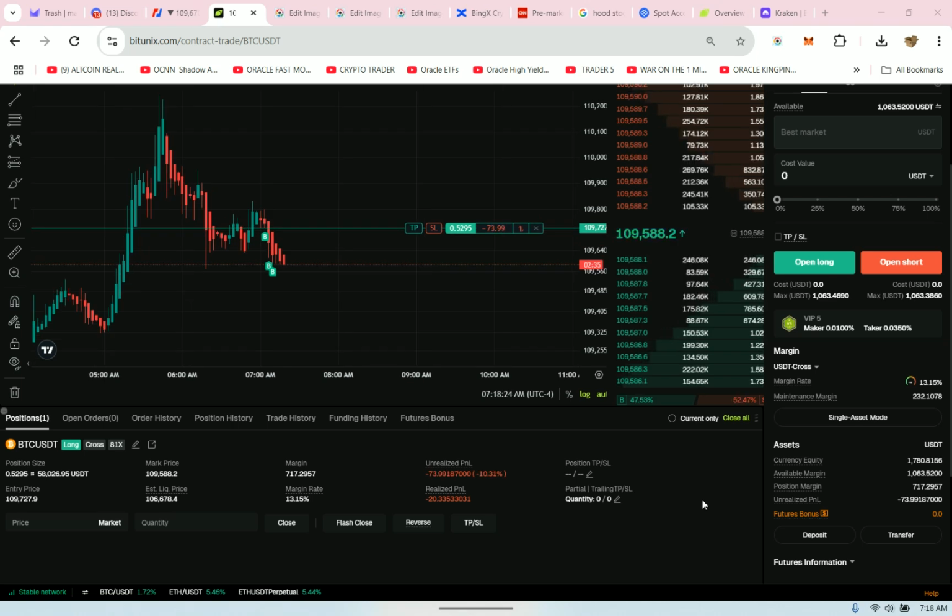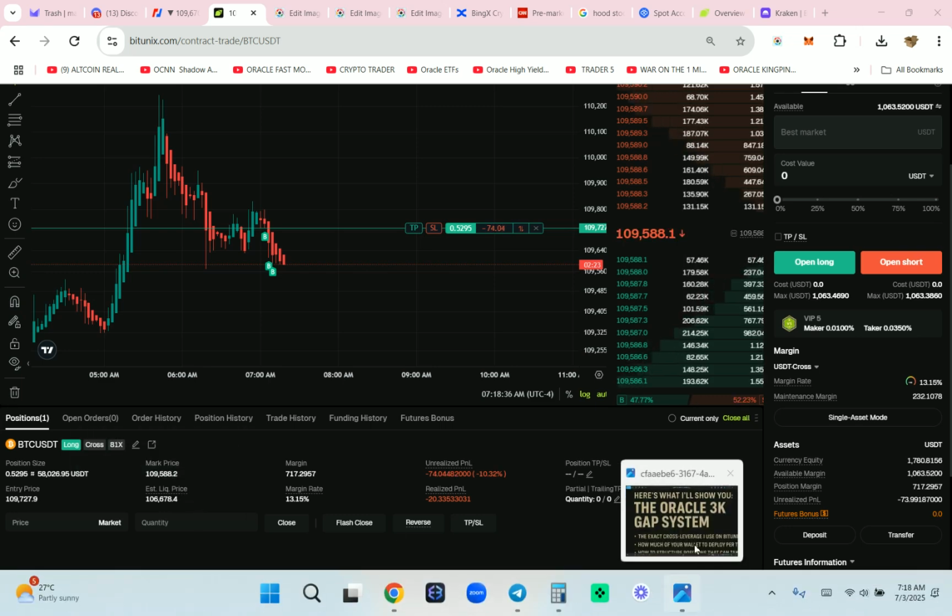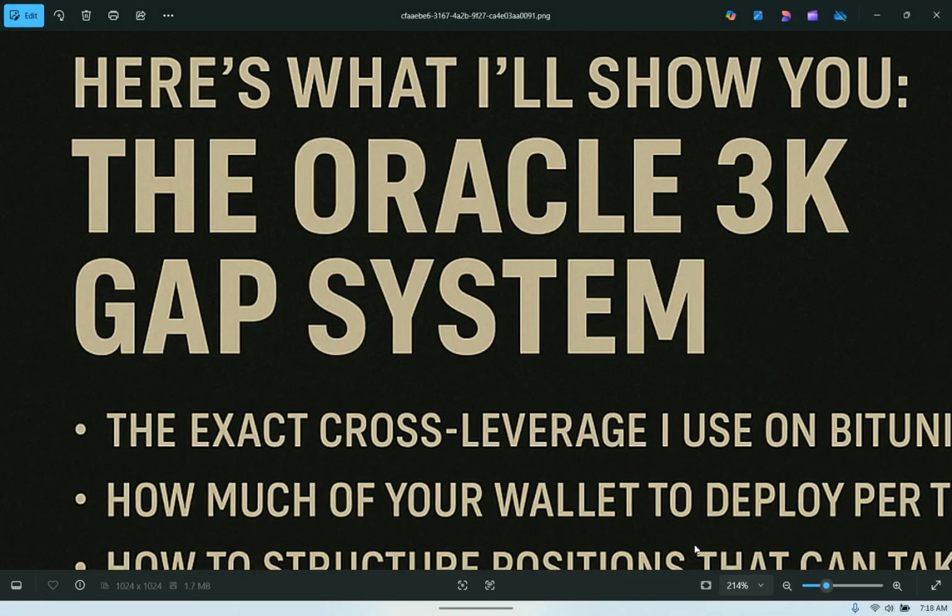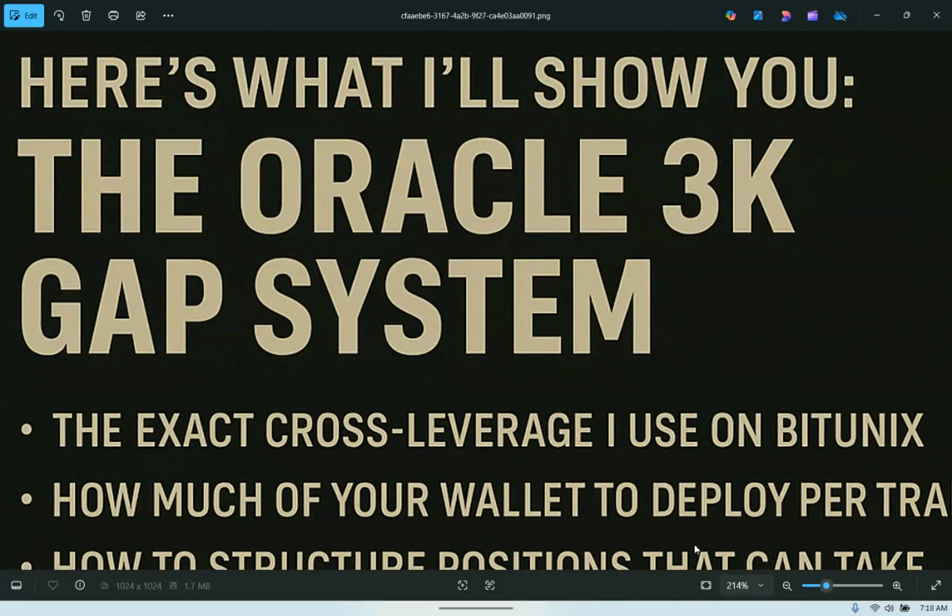Now, as a smaller trader, you're going to look at this and say, oh wow, it's going to go back to 110, and you're going to want to add to the trade. If you do that, you take away your defense, and most of all, you lose the 3K gap system. Never add to a loser. Never add to a loser.